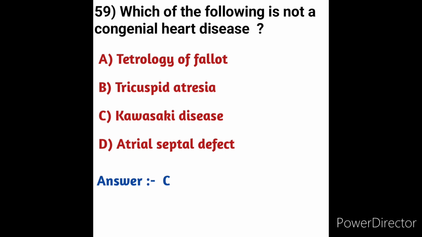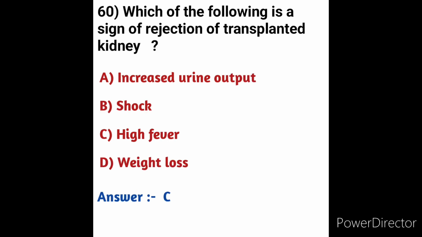Among congenital heart diseases, we know tetralogy of Fallot, tricuspid atresia, and atrial septal defect. These three are congenital heart diseases, but Kawasaki disease is not a congenital disease. What is Kawasaki disease? Kawasaki disease is a condition that causes inflammation of the walls of the blood vessels in the body. Option C is the exception among the congenital heart diseases. Next, move on to question number 60.